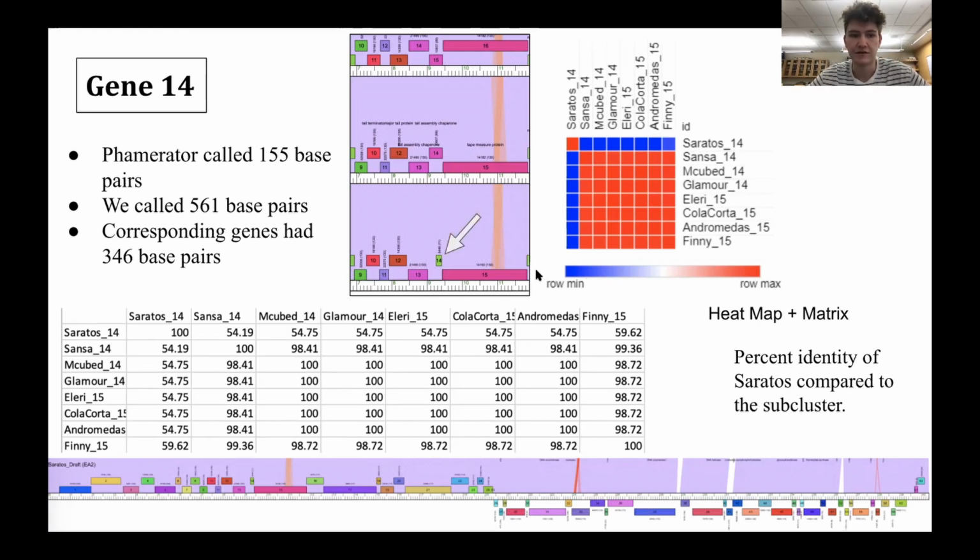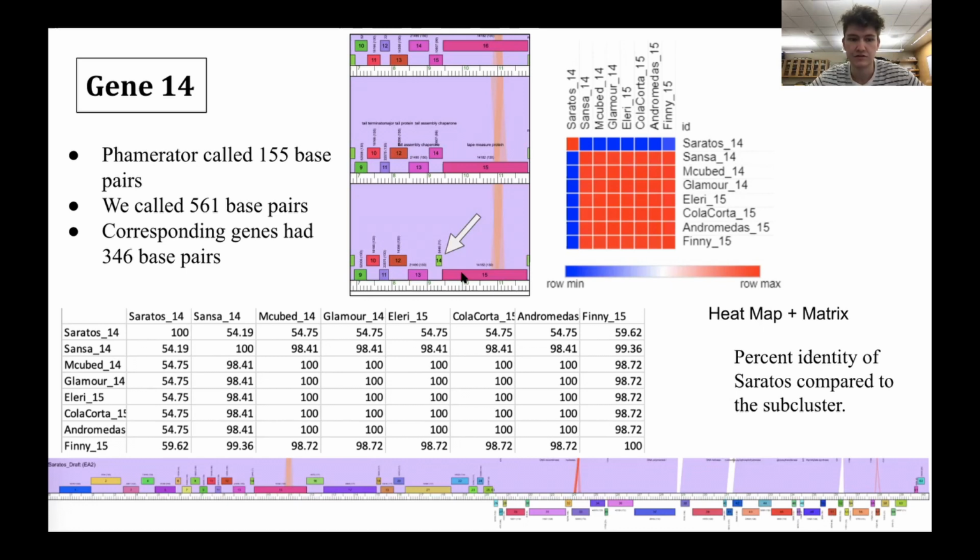As we were analyzing Famirator's call for gene 14, it led us to believe that the nucleotide sequence is shorter than that of the subcluster, about 155 base pairs long. Further analyzation of gene 14 led us to discover that it is 561 base pairs long, opposed to the 346 average nucleotide base pairs of the corresponding genes of the bacteriophages in the subcluster. In other words, gene 14 was longer than anticipated.